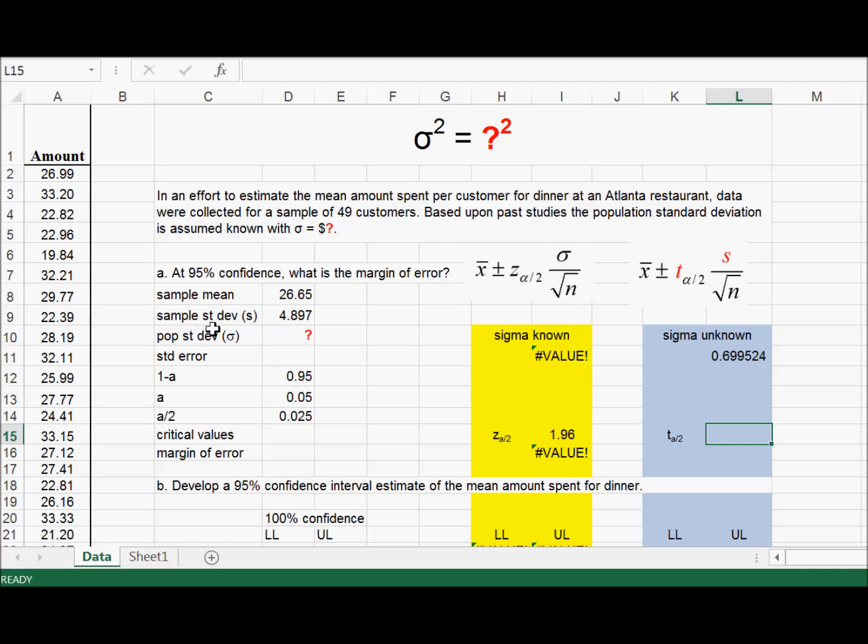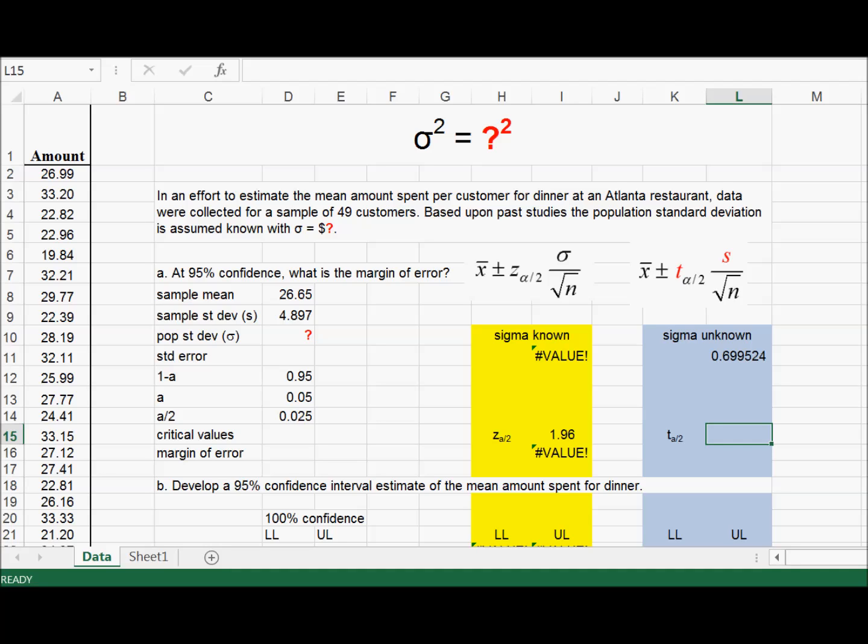Now, we can't use Z. We can only use Z if we know sigma. We don't know sigma, so we use T. That's the wrap, right? If we know sigma, we go to the Z table. If we don't know sigma, we use T and we go to the what table? The T table, which could have been called the G table, right? So let's go to the T table.